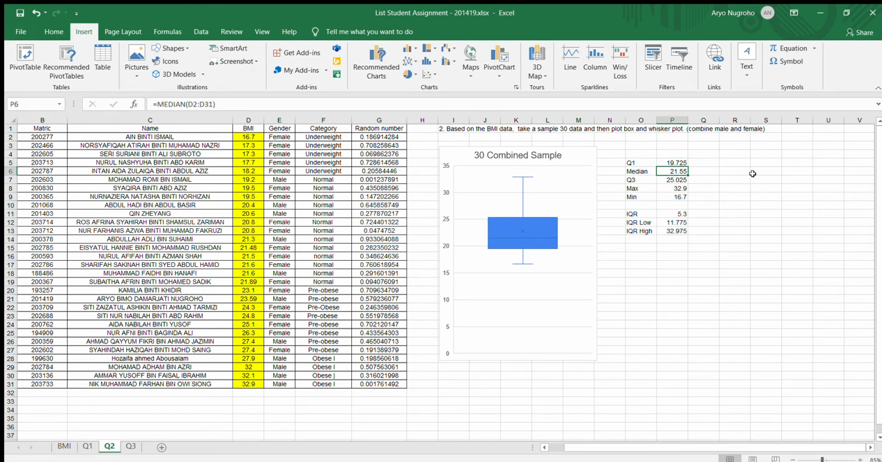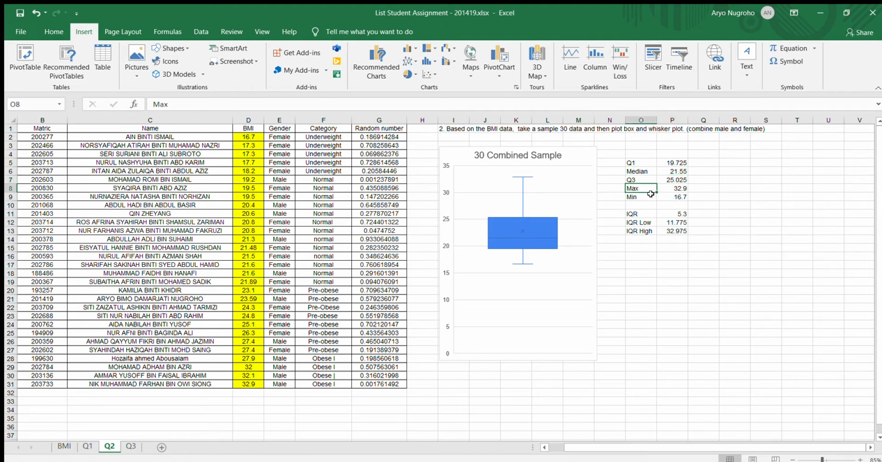Next, we need to find the median. The median of the data is 21.55. In the box and whisker plot, it represents the middle line of the box, which is also at 21.55. Next, we have Q3, or quartile 3. The Excel count is 25.025. In the box and whisker plot, it represents the upper part of the box. It means that the top level of the quartile is at 25.025.